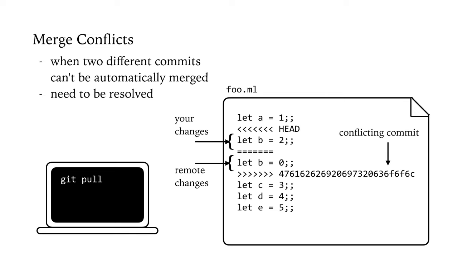Everything between the less than symbols followed by the word HEAD and the line of just equal signs is our version of the conflicting code.